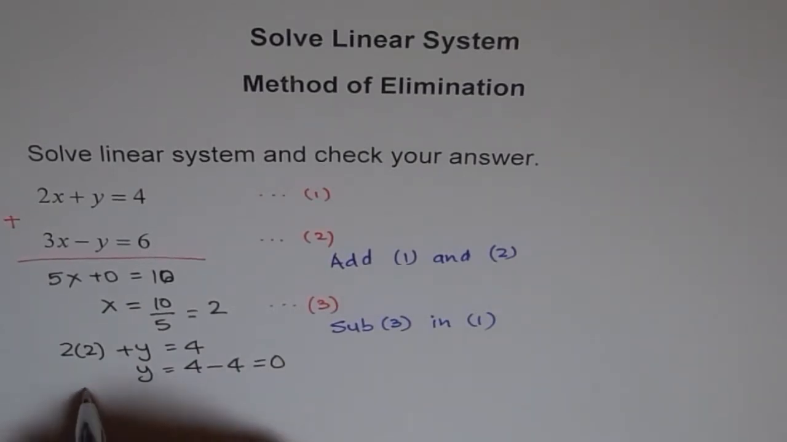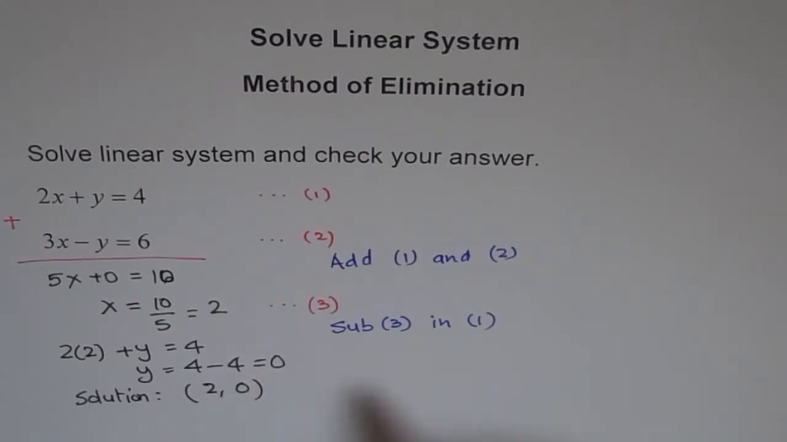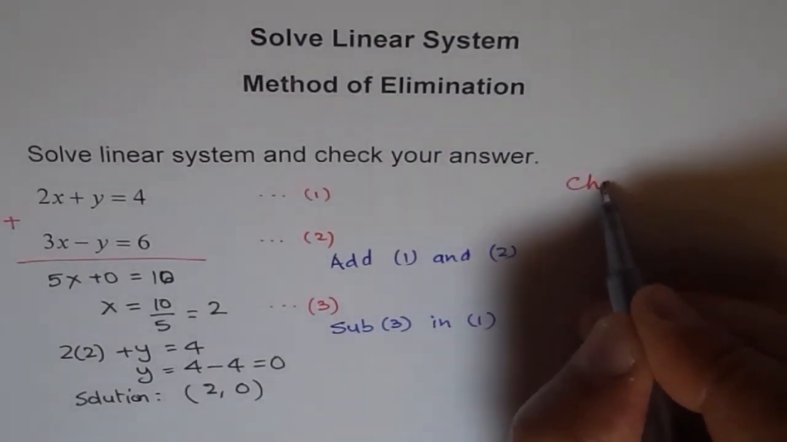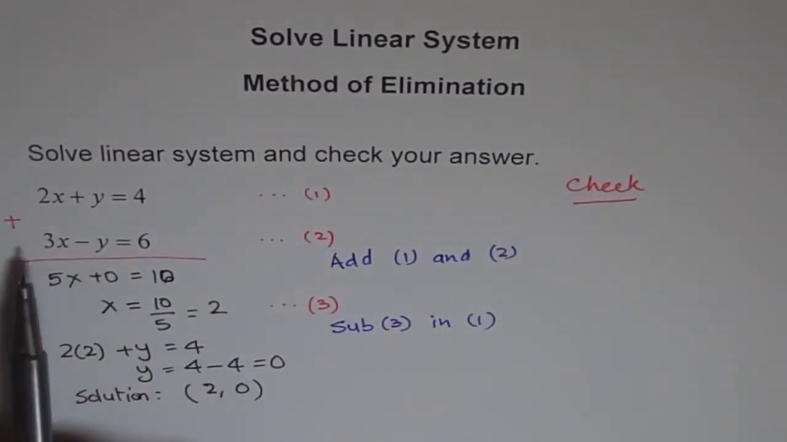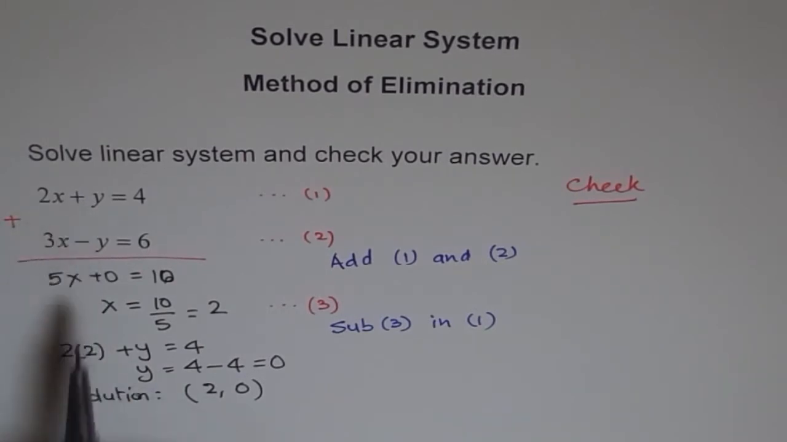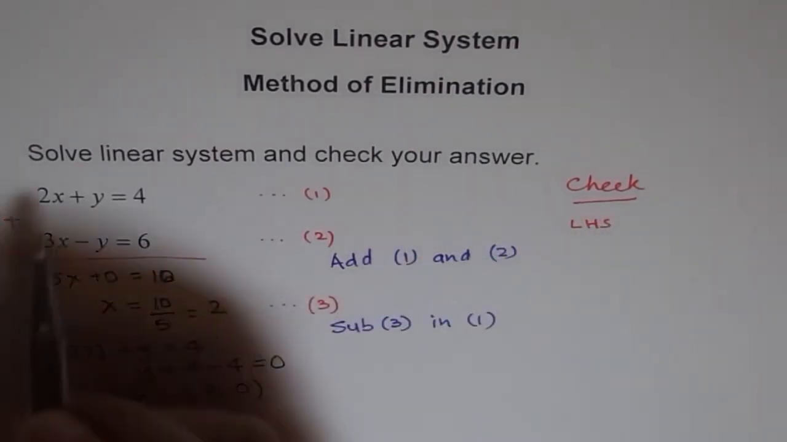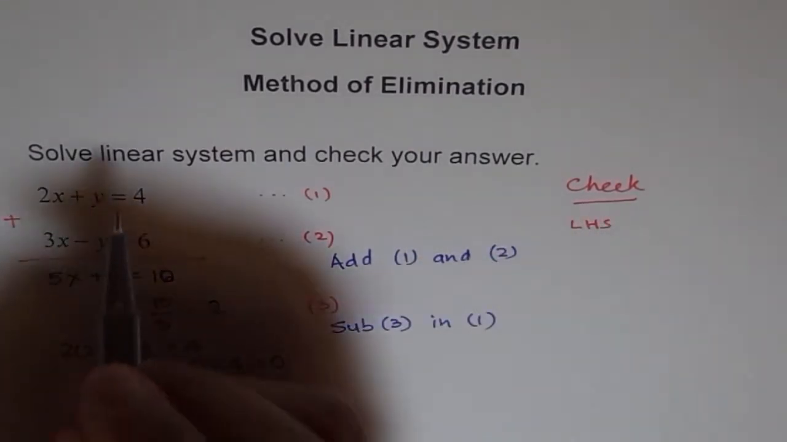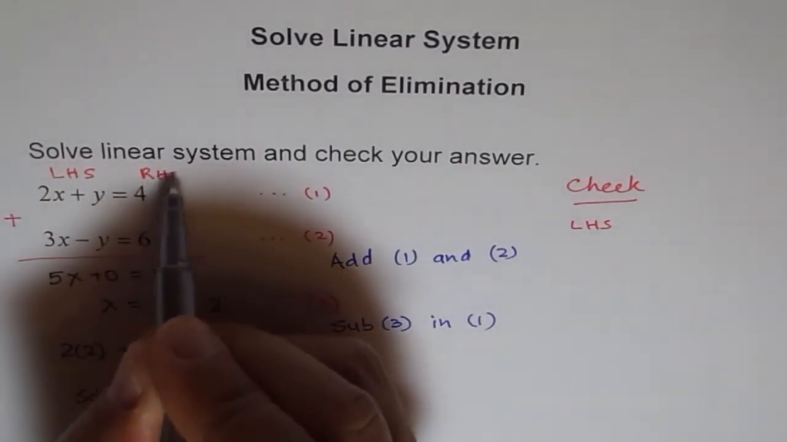So our solution is x is 2 and y is 0, correct? Now you need to check it. How will you check it? To check your solution, you need to replace x and y with these values on the left hand side. The left hand side is this side of the equality and that's the right hand side. So let me write left hand side here and the right hand side here, okay?